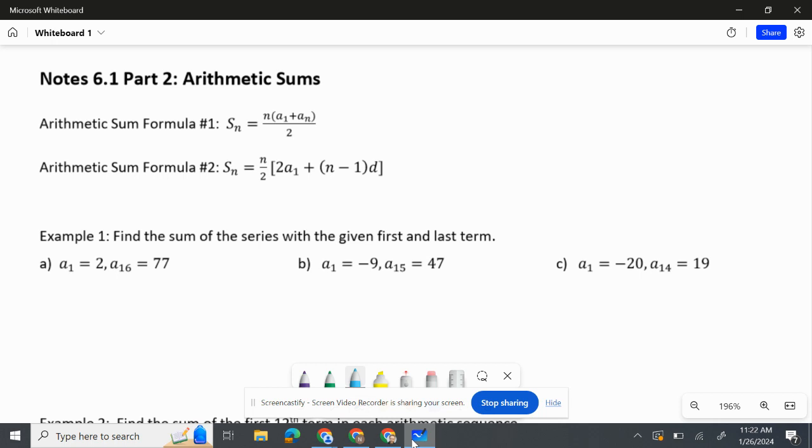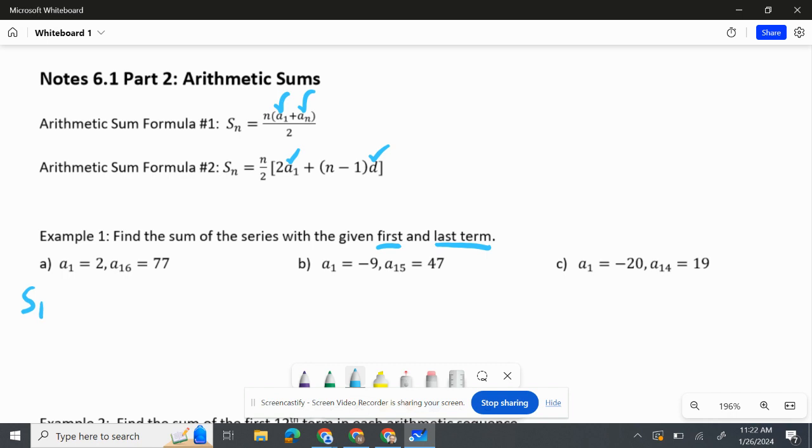What we're going to do is look at arithmetic sums. There are two different arithmetic sums. One finds the sum if you're given a first term and a last term. The second one finds the sum if you're given a first term and a common difference. So if we look at our first example, they give us a first term and a last term, so we're going to use our first formula.